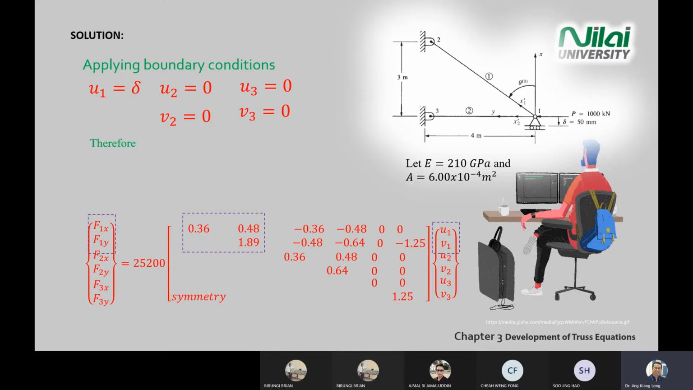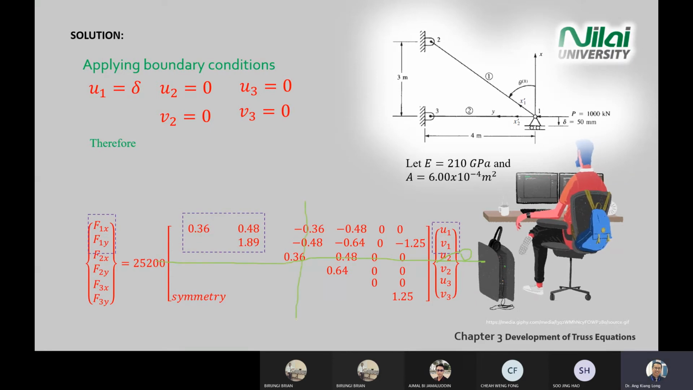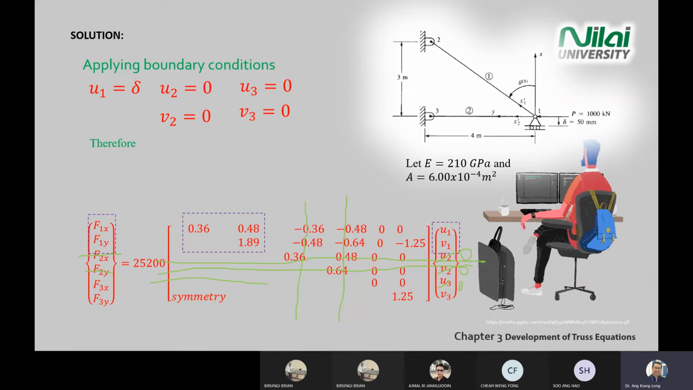For example, point number 2, this one is 0. So you go to row 3, column 3, you can close them. Row 3, column 3, you close, including the F2X. Then you repeat the same. V2 is also 0, and V2 is number 4, so you close row 4, column 4. Repeat the same for U3. U3 is also 0, so you close the 5th row and the 5th column.